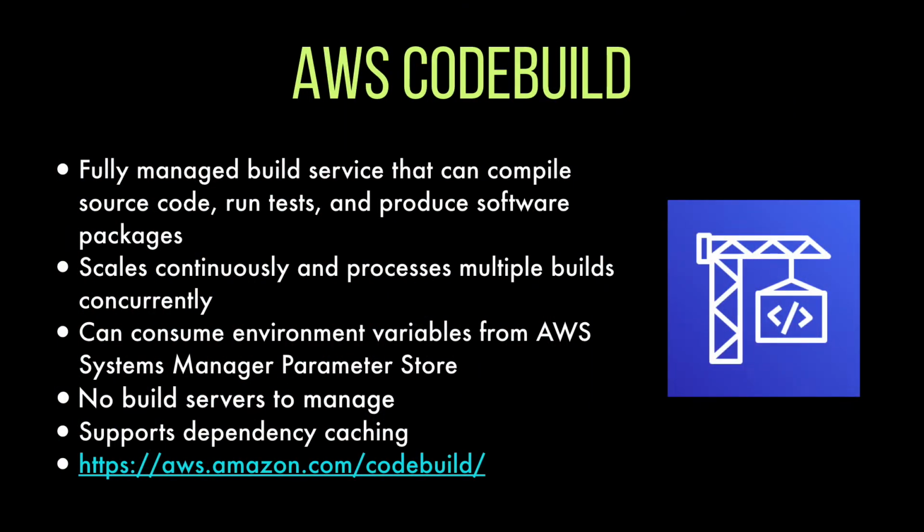So let's start by defining what is CodeBuild. CodeBuild is a fully managed build service that can compile source code, run tests, and produce software packages. It's from the same family as CodePipeline that we saw in the previous video. It scales continuously and processes multiple builds concurrently. And the cool thing is that you will get a Docker image that you can run different commands and try different things, and you will not need to manage any servers, and you will pay for how much you use those Docker images. So it's really cool. If you want to find more information, you can go to the amazon.com CodeBuild page.